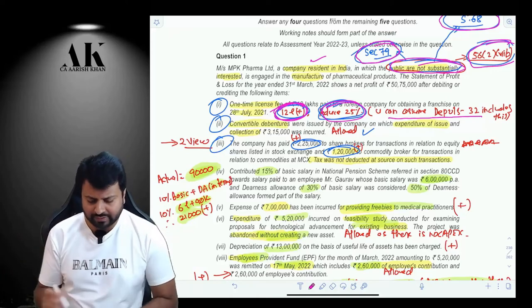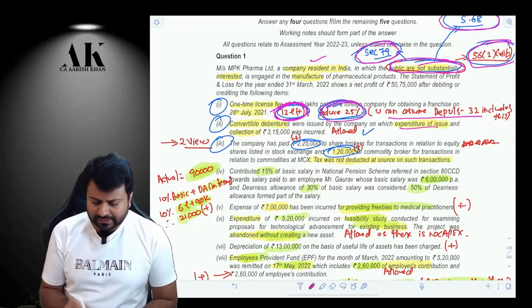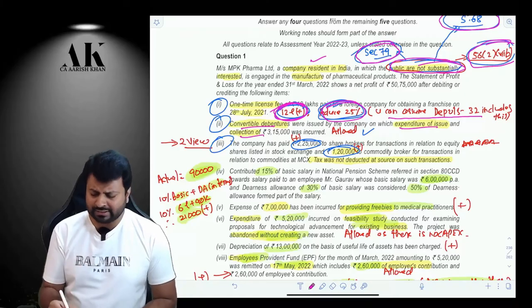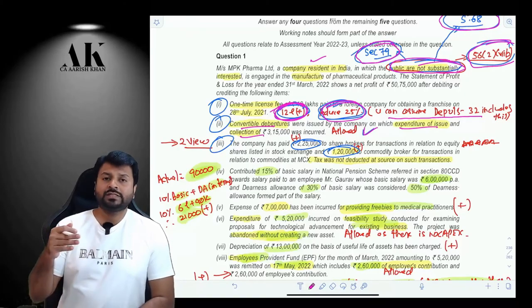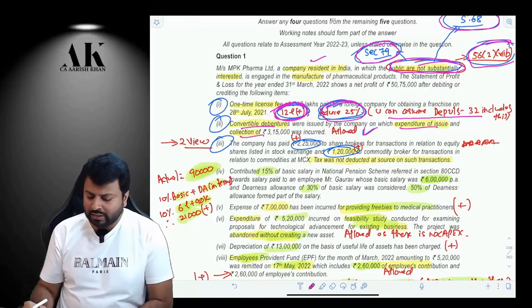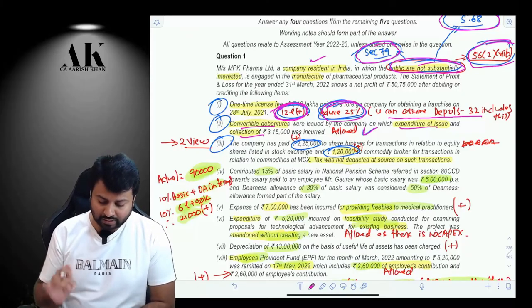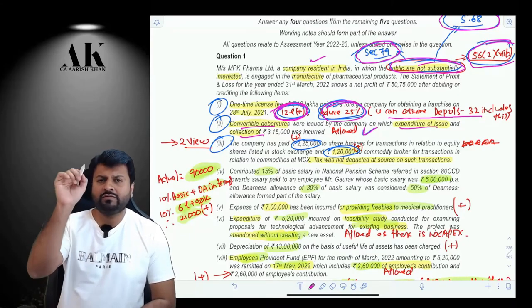Next is, you are incurring some expenses on convertible debentures issue. That is allowed as a deduction, nothing wrong. If you incur expenses for issue of equity shares, then that is not allowed. That is considered to be a capital expenditure. That is not allowed. Now, the third adjustment is a very, very intelligent adjustment.